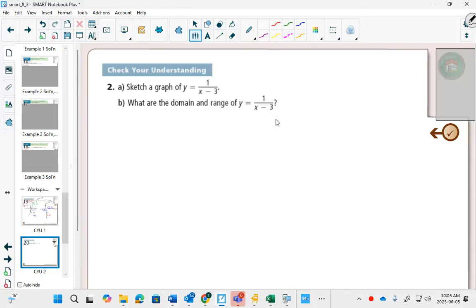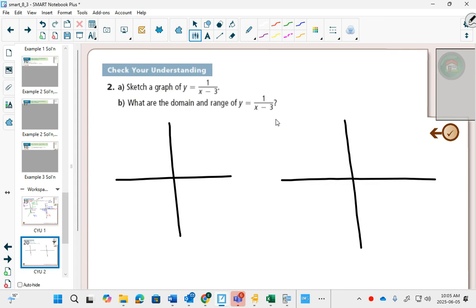It says sketch the graph, and then it asks about domain and range. So once again, I'm going to draw two graphs. On my first graph in green, I'm just going to graph x minus 3. And then on the second graph in blue, I'll graph the reciprocal. While graphing y equals x minus 3, that's y equals mx plus b.